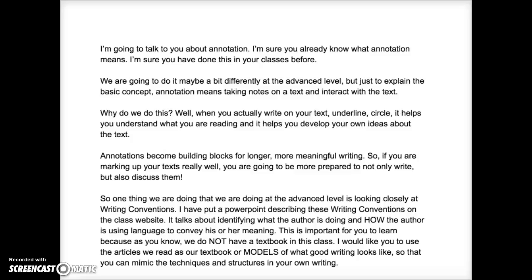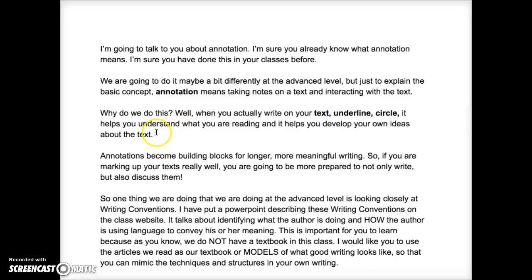So I'm sure you already know what annotation means and that you guys have done this in your other classes before. And we're going to do it maybe a little bit differently at the advanced level, but just to explain the basic concept, annotation means taking notes on a text and interacting with the text. So why do we do this? Well, when you actually write on your text or underline, circle, and make notes, it helps you understand what you're reading and it helps you develop your own ideas about the text.